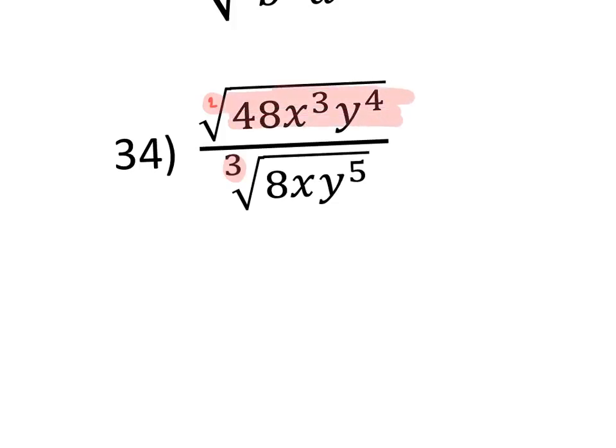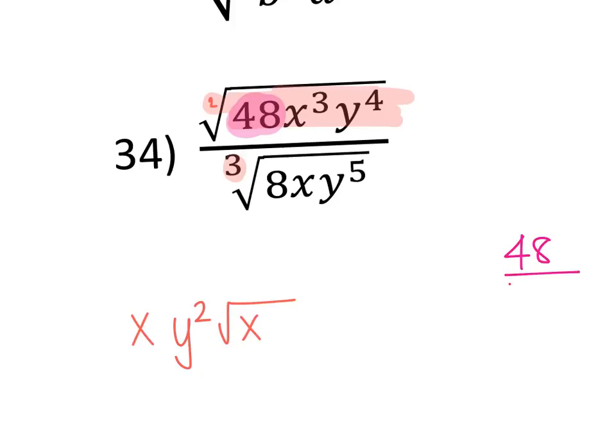So I have 48x cubed y to the 4th. The variables are pretty easy to work with. If I do 3 divided by 2, I'm going to get 1x on the outside and then 1x on the inside. And if I do 4 divided by 2, I'm going to end up with 2 y's on the outside. And then 48, I need to think about all of its factors, and I need to figure out what the perfect squares are.